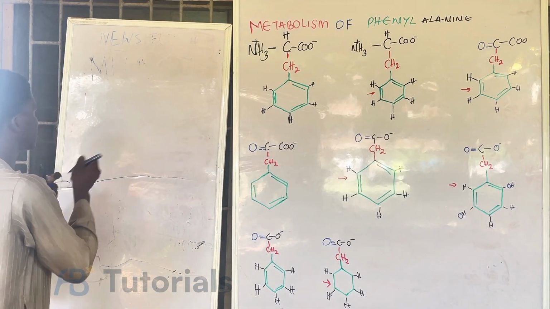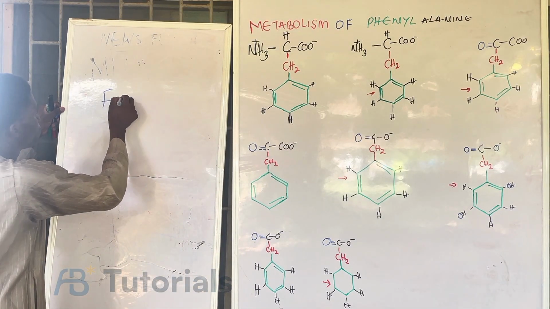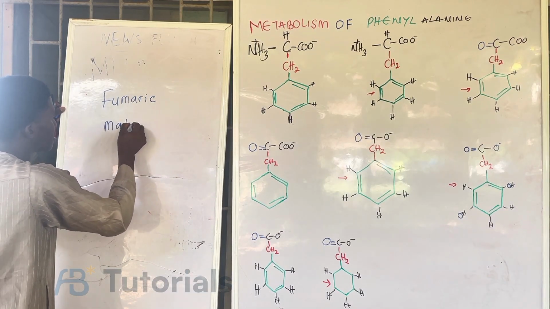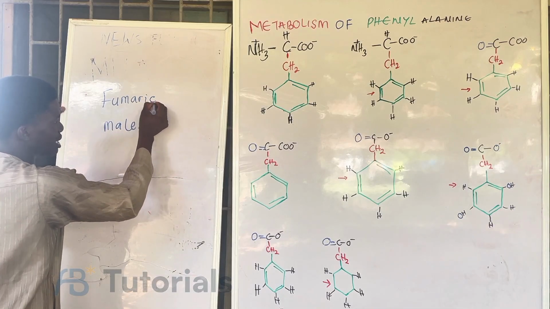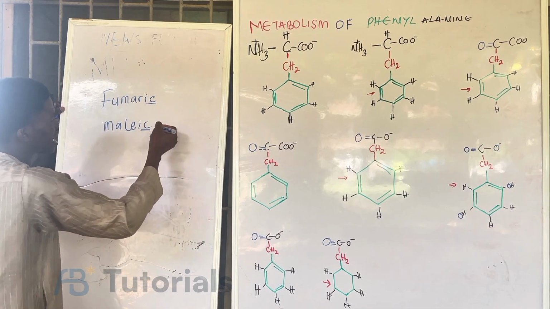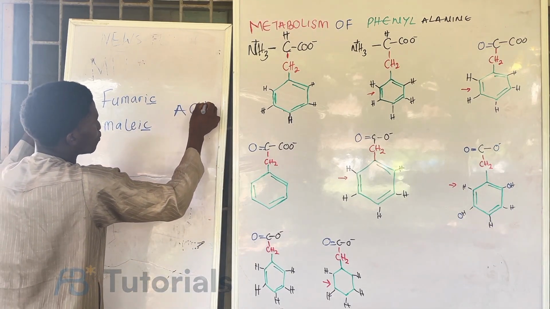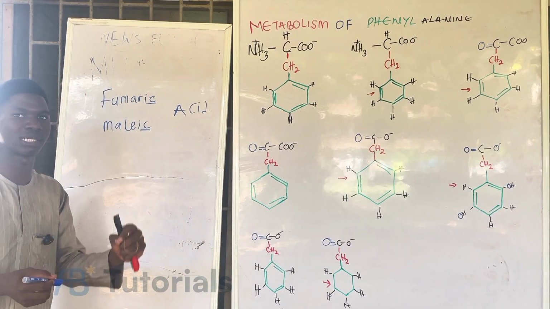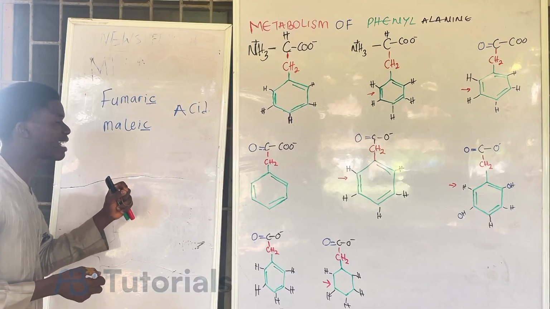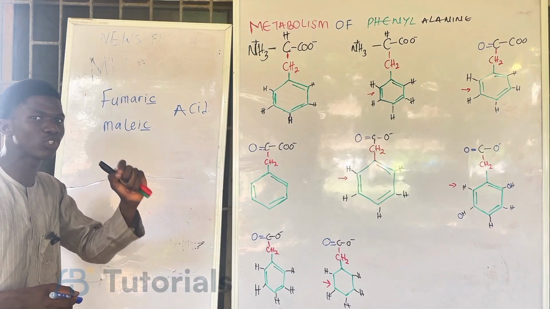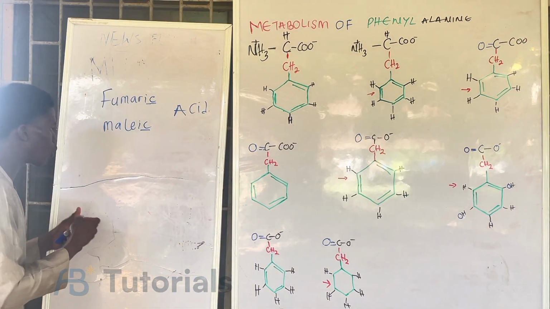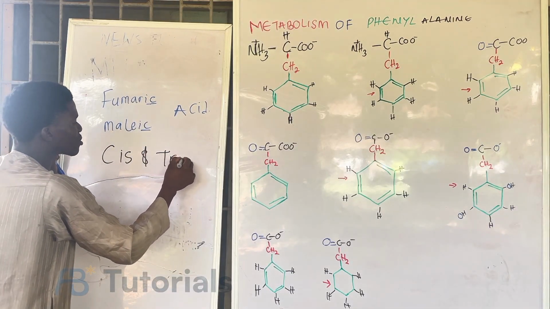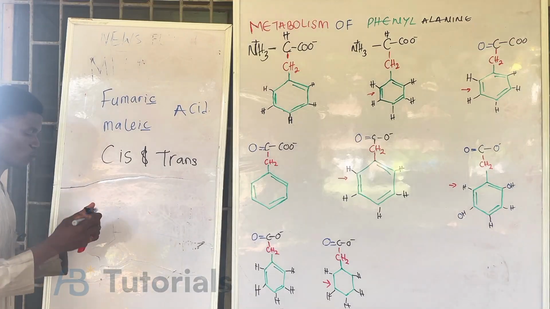So for the fumaric, we have something called fumaric and malic. That "ic" is telling you that these two are acids. Fumaric acid and malic acid. Okay? These two are isomers. They are geometric isomers, meaning that they are cis and trans isomers. Hope it is clear.